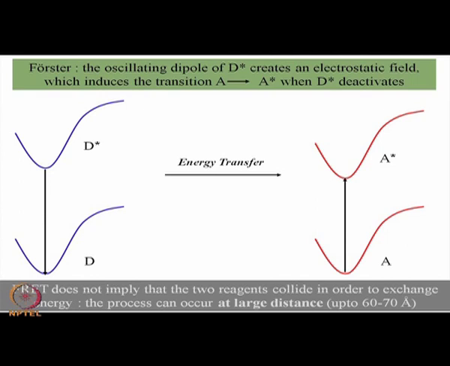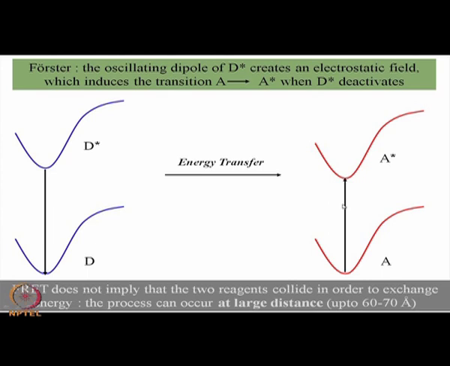So, this is your Foster mechanism, and apart from this Dexter, there is another mechanism which is called the trivial mechanism. You can call that a radiative mechanism, where you get a D star and then it will emit, and this emitted photon will be absorbed by the nearby energy acceptor, so that it will get excited.